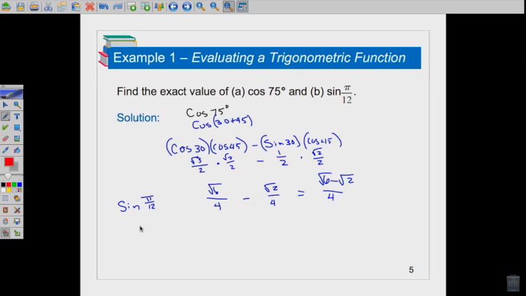So if you're looking to try and match up some of those, the ones that work the best would be a pi over 3 and a pi over 4, because their common denominator would be a 12 if you're trying to combine them.